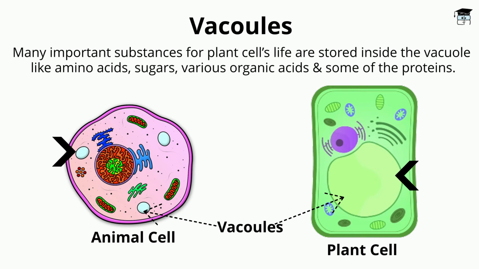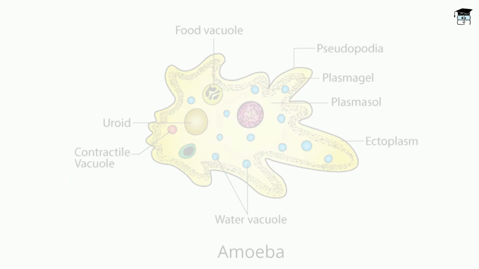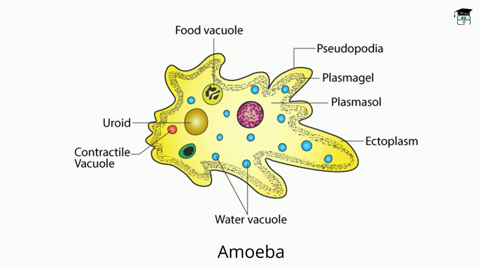Many important substances for plant cells' life are stored inside the vacuole like amino acids, sugars, various organic acids, and some of the proteins. In single-celled organisms, like the amoeba, food vacuole contains all that amoeba consumes. In some other single-celled organisms, vacuoles play the role of expelling water and wastes also.